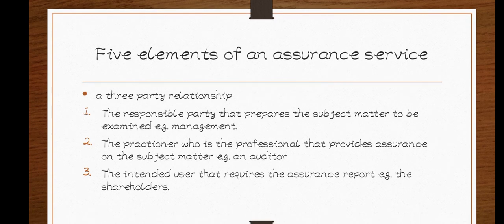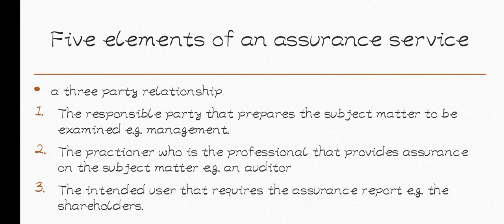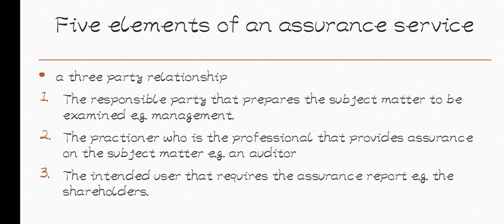Then we have 5 elements of an assurance service. The first one is a three-party relationship. We are going to look at 3 parties. The first party is the responsible party that prepares the subject matter to be examined, and that is the management. Then the second party is the practitioner, who is the professional that provides assurance on the subject matter, that is the auditor. Then we have the intended user that requires the assurance report, and that is the shareholders. So the first element is the three-party relationship: the responsible party, the practitioner, and the intended user.